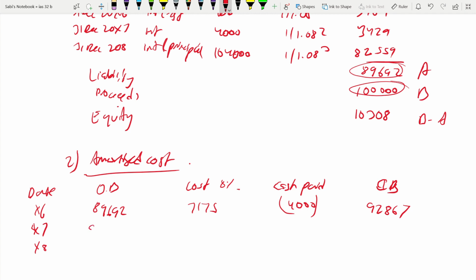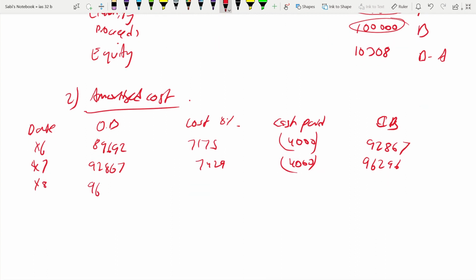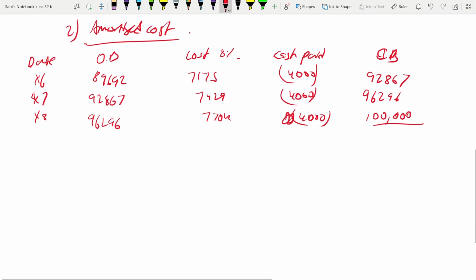Bring forward 92,867. It becomes the opening balance of the next year. Take 8% on that, 7,429. Again 4,000. Deduct, 96,296. That becomes the opening balance for the next year. 8% on that, 7,704. Then 4,000. Then you will be having 100,000. You see. Now third is the conversion.